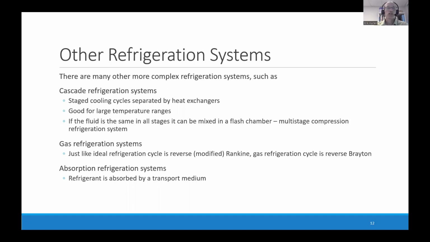There are refrigeration cycles that use only gaseous working fluids. These are basically the Brayton cycle in reverse. And absorption refrigeration systems: in these, the refrigerant is generally a solid, which is absorbed into a transporting fluid. If you want more information on these, they're in Chapter 11 of the textbook.